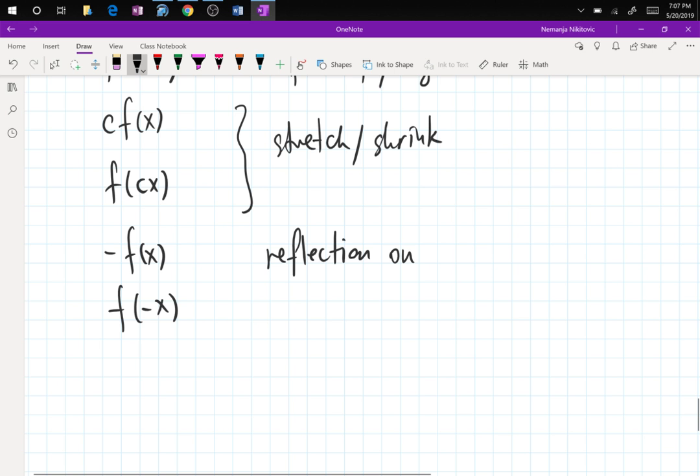So which one would shrink? Would be f of cx? For what? Which one would stretch the function? Depends on the function, so we'll have to talk about it. Reflection on... No, sorry, the top one is x-axis, this is y-axis. There we go.